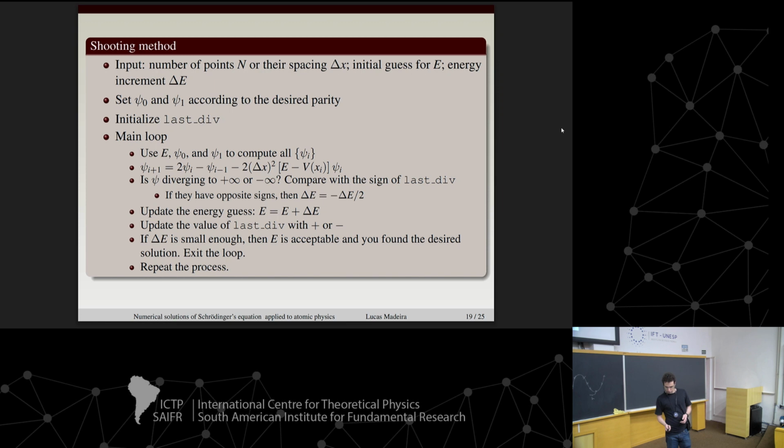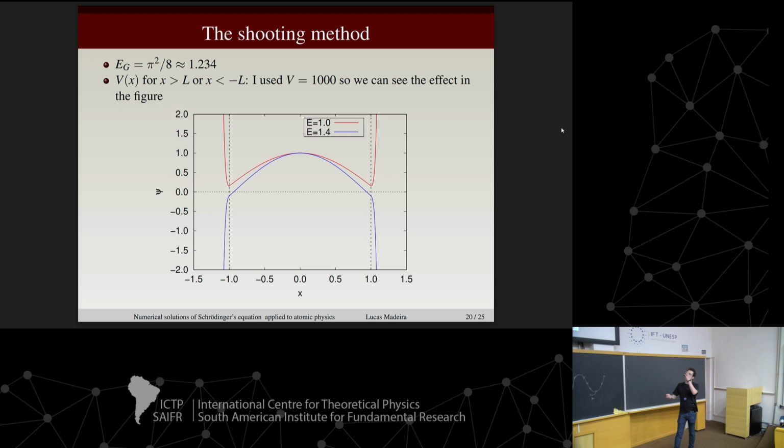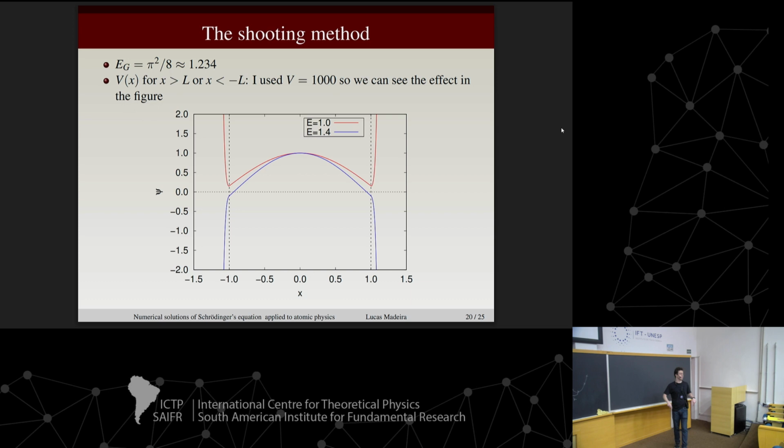So this is one example here. In these reduced units, my ground state energy is pi squared over 8. That's 1.2 something. Outside of the well, here I used the potential outside the well is 1,000, okay? I used 1,000 not because it's a good approximation here, but otherwise you couldn't see clearly this divergence here because it would blow up or downwards really quick. So just for this picture here, I put 1,000 here, okay? And then you can see what I'm talking about.